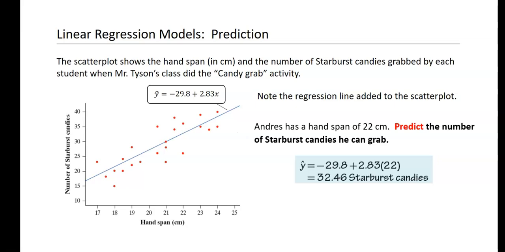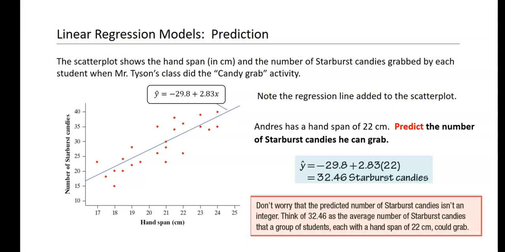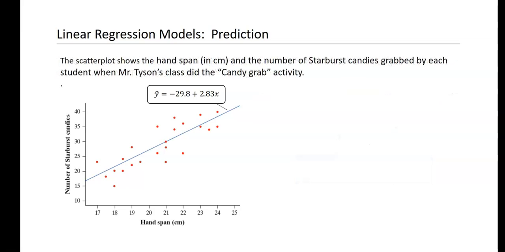32.46. It's okay that that's a decimal, right? Because we're finding kind of the typical or average prediction. On average, he's going to get about 32. Might be 33, might be 32, might be a few more, a few less. But we predict, our best guess is 32.46. It's okay that that's a decimal. That's not a problem. We only round really percentiles to the nearest integer. Everything else we leave at least to the tenths or hundredths.